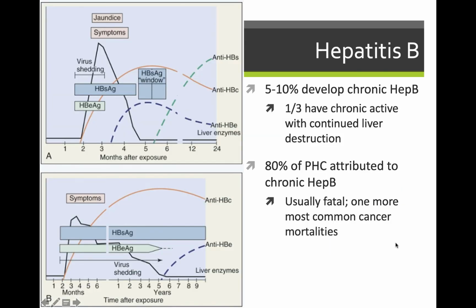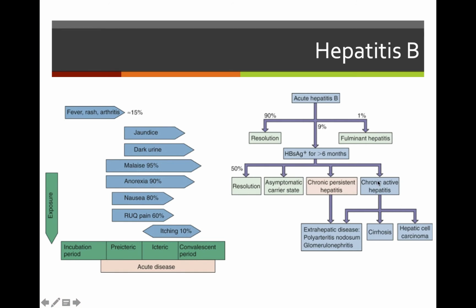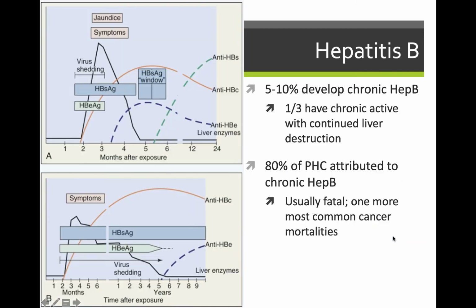So again, 5 to 10% of patients will develop chronic hepatitis B. A third have what we call chronic active with continued liver destruction. So that's what we're seeing here, chronic active, continued liver destruction. 80% of primary hepatic cancers are attributed to chronic hepatitis B. Unfortunately, liver cancer is usually fatal, and it is one of the most common cancer mortalities. So it's not a cancer that maybe we hear a ton about, but it is one that has a very high mortality rate.